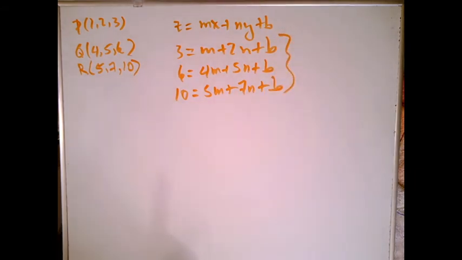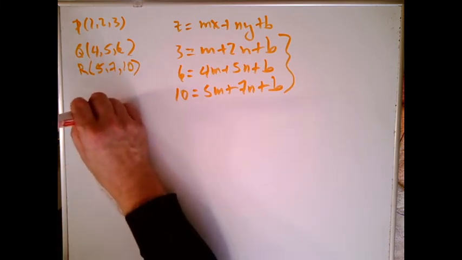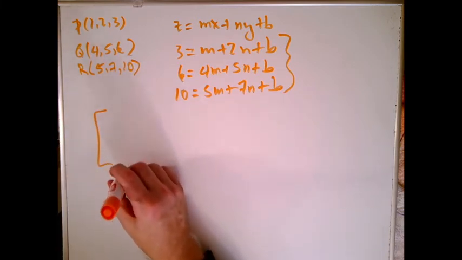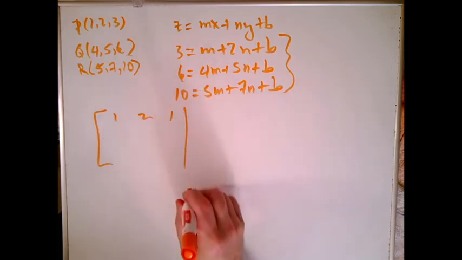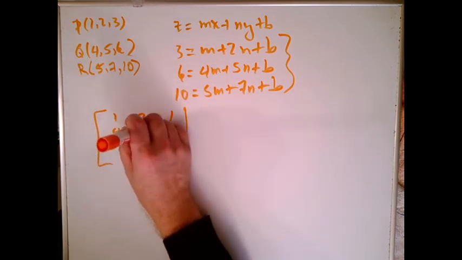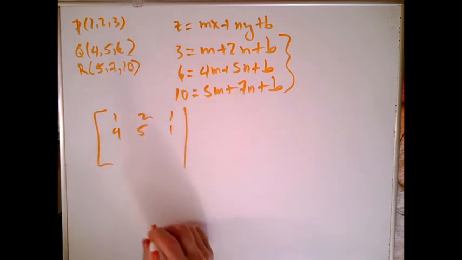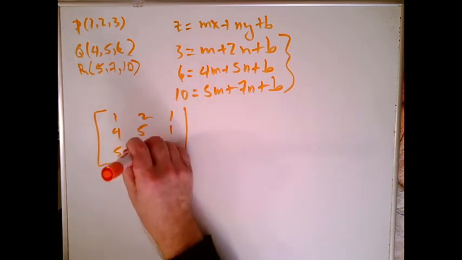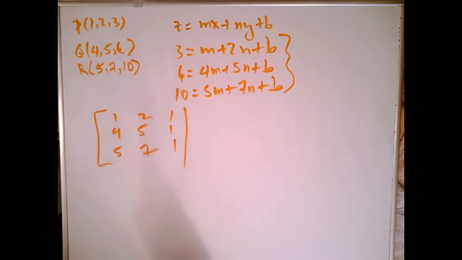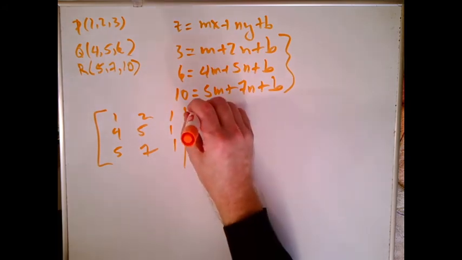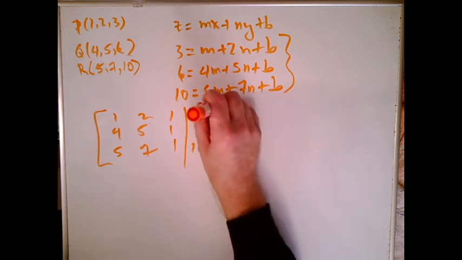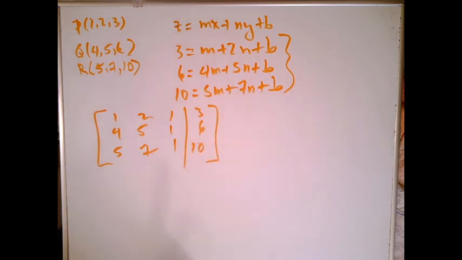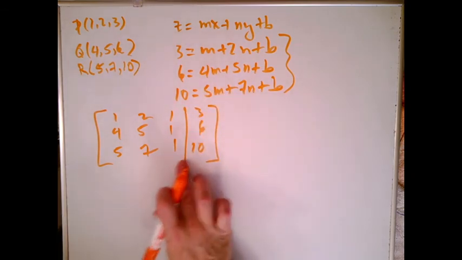I'm going to write down the augmented matrix for this. Writing the coefficient matrix first, I get 1, 2, 1 like this, and 4, 5, 1 like that, and 5, 7, 1 like that. Remember, that's called the coefficient matrix. The augmented matrix, we add the extra column. Remember, to augment something just means to make it bigger, and that's all we did. It's not a big fancy word.